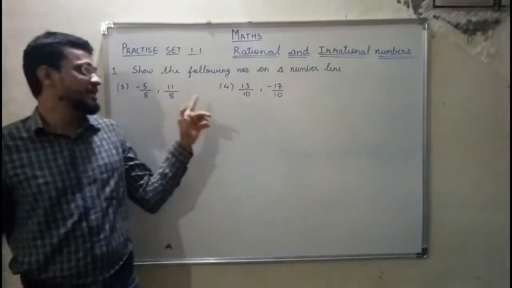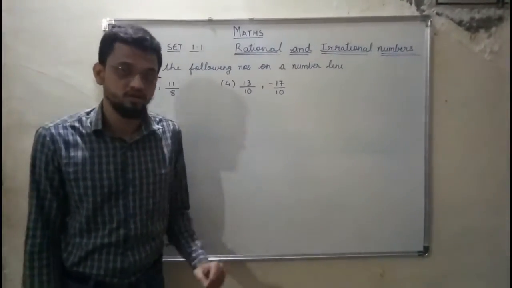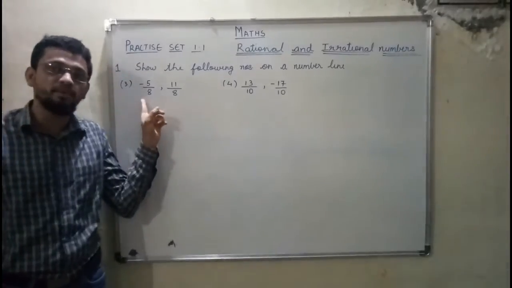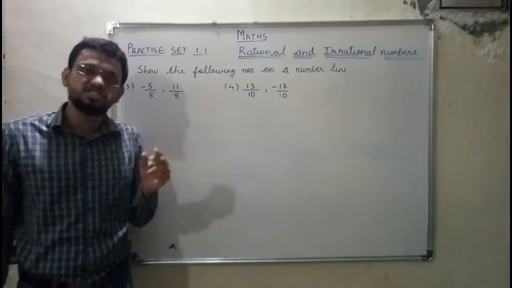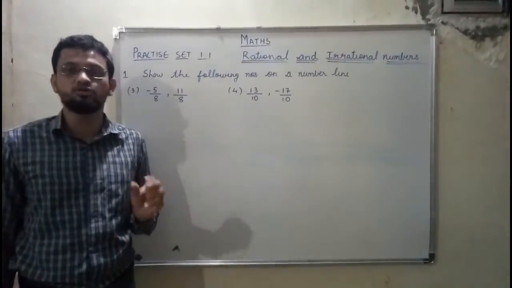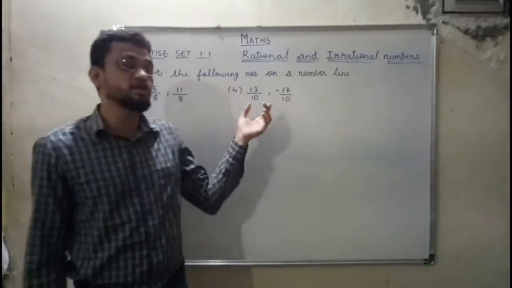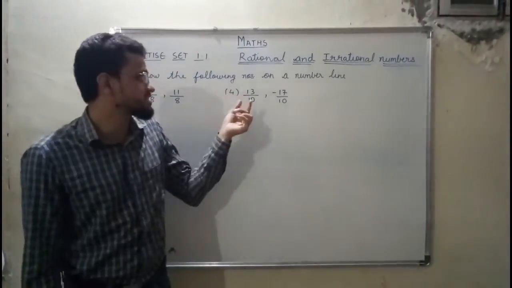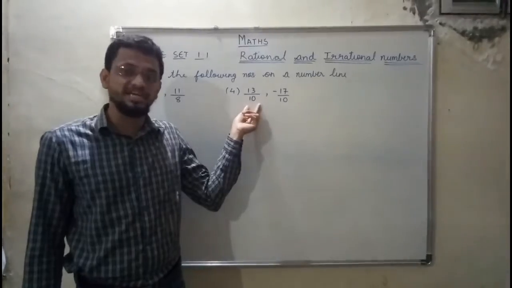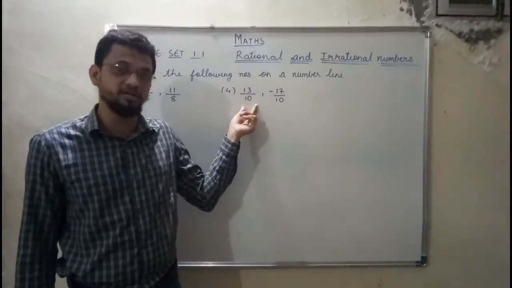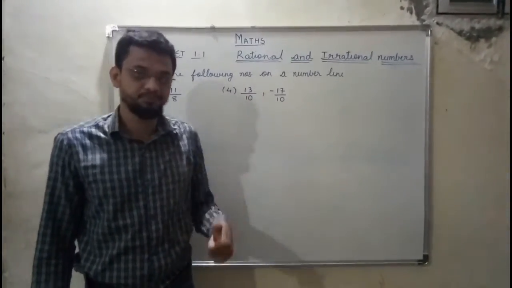The third question and the fourth question will be for homework. In the third question, the denominator is 8. So each section of the number line you have to divide into 8 equal parts. Similarly, for the fourth question, the denominator is 10. So for each section of the number line, you have to divide it into 10 equal parts.